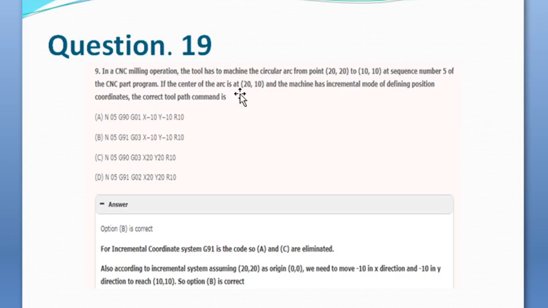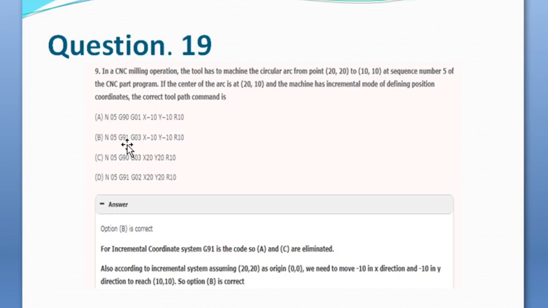If the center of the arc is 20,10, then one more condition is given: incremental mode. For incremental mode, the G91 code is used. Therefore, options A and C are eliminated. Therefore, the answer B is correct.